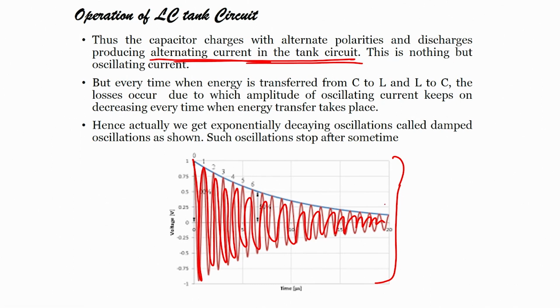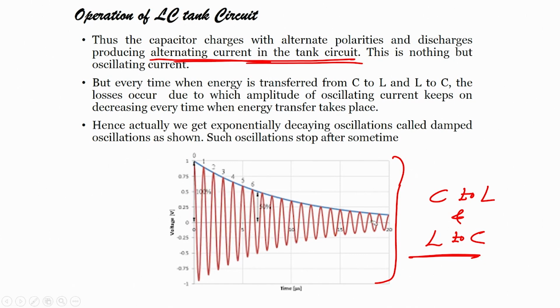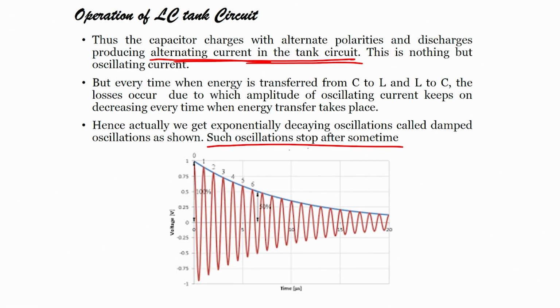That is why, because every time energy is transferred from capacitor to inductor and back from inductor to capacitor, there is a loss due to which the amplitude of oscillations of current keeps on decreasing every time energy transfer takes place. You see here, it keeps on decreasing. Hence, we actually get exponential decay, oscillations called damped oscillations. This we have seen, there are damped oscillations. Such oscillations will stop after some time.